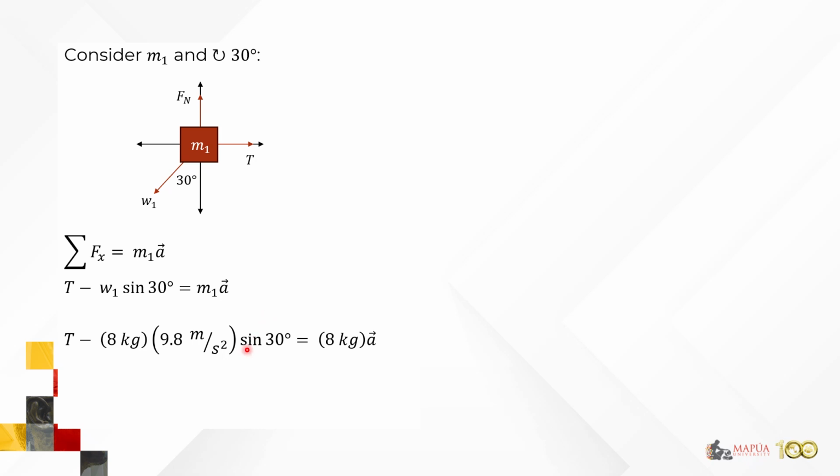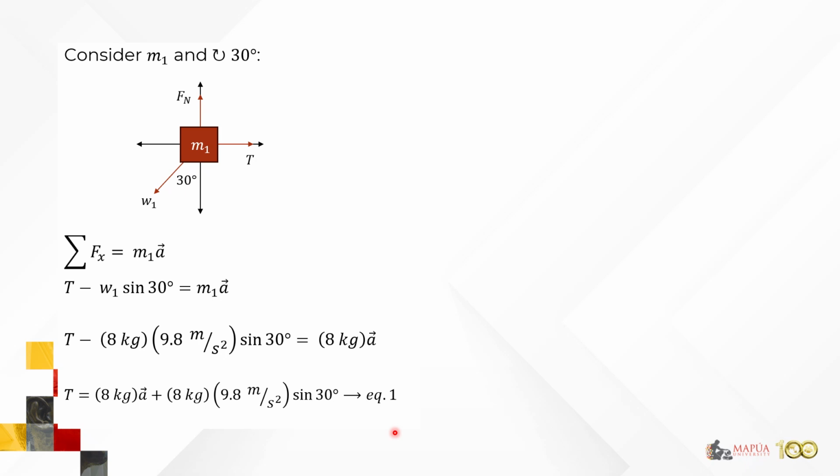Okay, and then we substitute all the given values. You'll notice here we have two unknown variables, T, the tension, and acceleration a. Okay, and then what we can do here, so we can isolate T. So T is equal to 8 kilograms times acceleration, which is the right side of this equation, plus this whole second term. We just transpose this whole second term to the right side, plus 8 kilograms times 9.8 meters per second squared times sine 30 degrees. So this is now our equation 1.